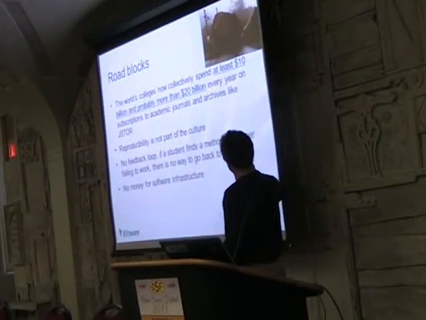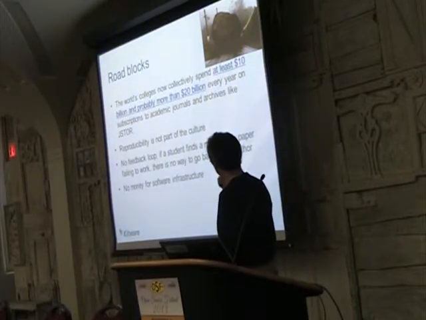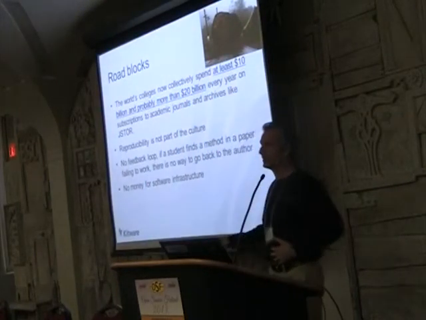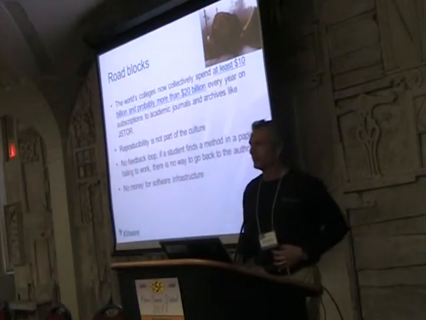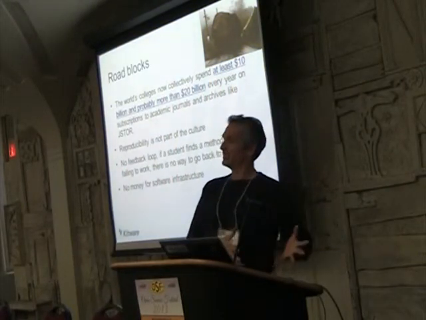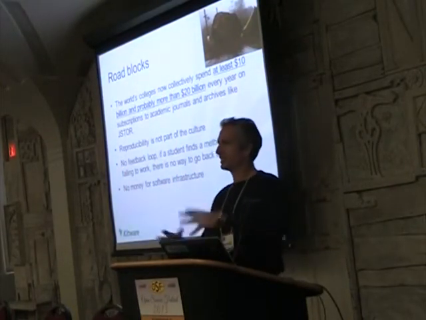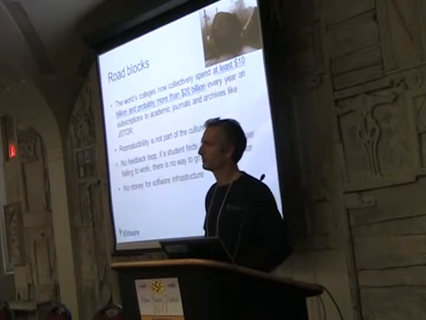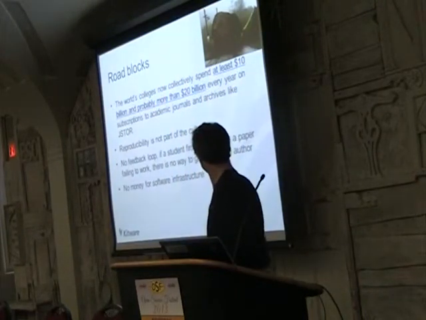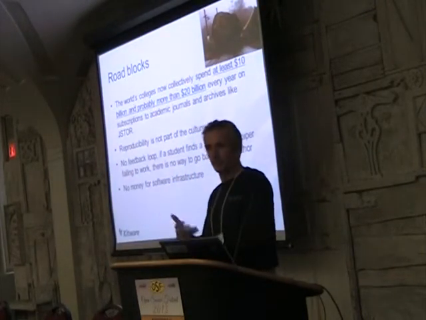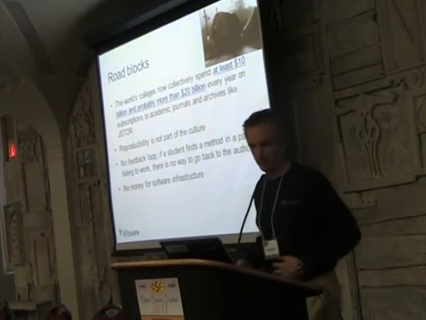There's not a feedback loop. If the student finds a method in a paper failing to work, there's not a really easy way to get back to the author. You could try to publicly discredit them, and say, well, this is bogus research, but most people don't go to the bother of doing that. But there isn't really a good feedback loop, and that's part of the problem as well.